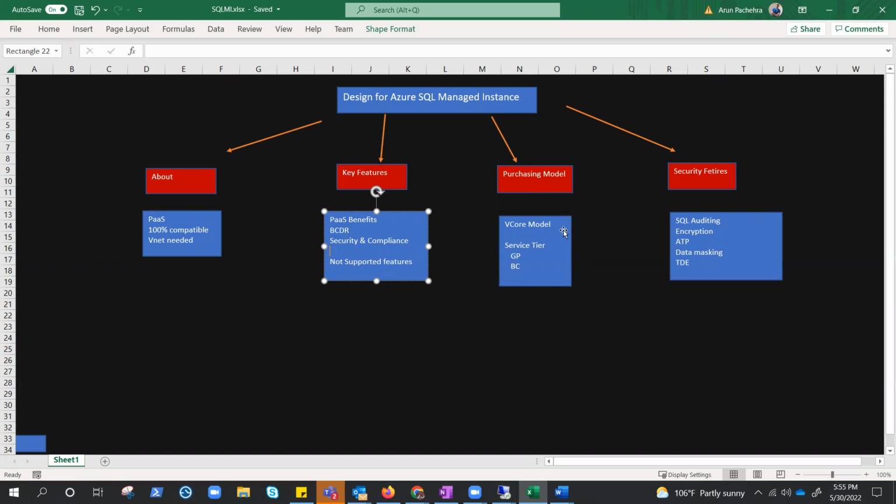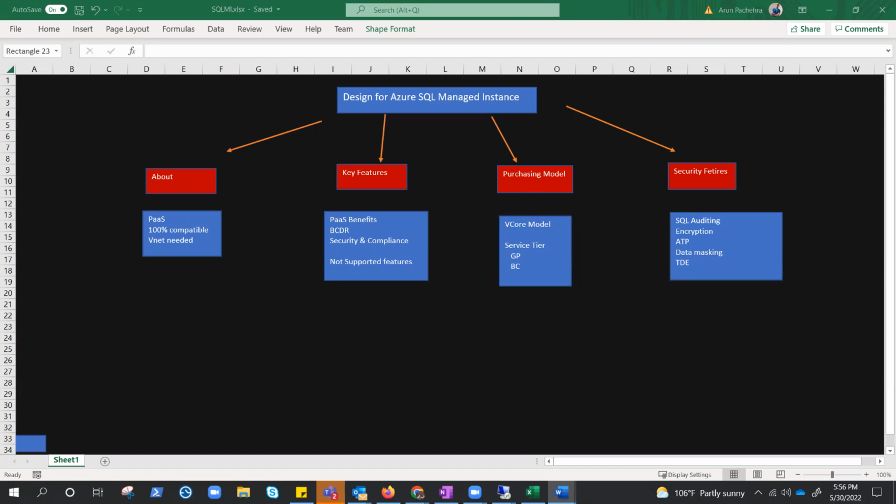Now let's see the vCore model, the purchasing model. This is exactly the same model that we had in Azure SQL DB, except we do not have Hyperscale here. We did mention that in the previous video. So the vCore-based purchasing model for SQL MI gives you flexibility, control, transparency, and a straightforward way to translate on-prem workload requirements to the cloud. This model allows you to change compute, memory, and storage based upon your workload needs.